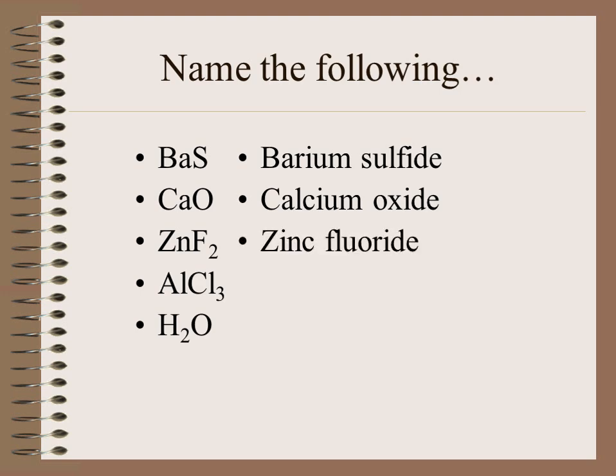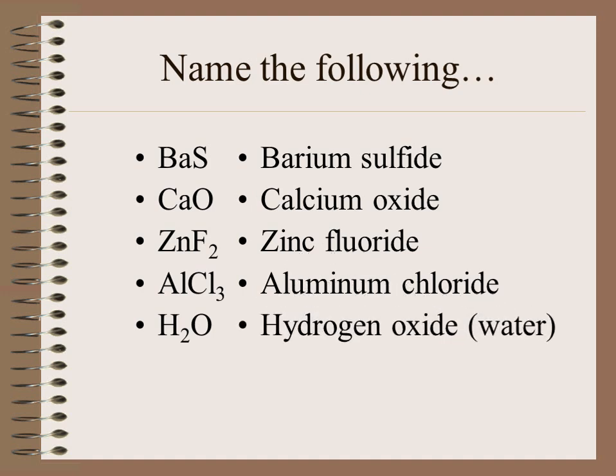ZnF2 would yield the name zinc fluoride. AlCl3 would produce the name aluminum chloride. And H2O is a very familiar one. You can probably identify it right off the bat as water. However, naming it according to the rules that we just outlined, you could name it hydrogen oxide. And sometimes water is referred to as hydrogen oxide, although not very commonly.